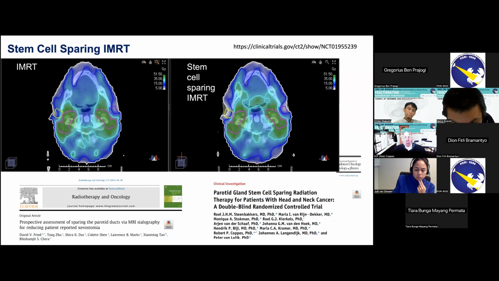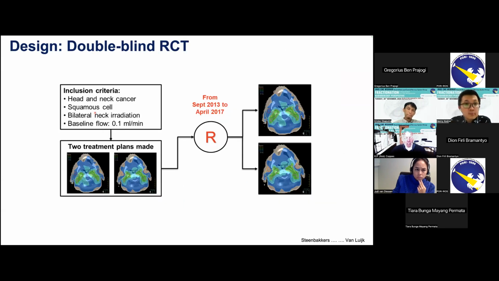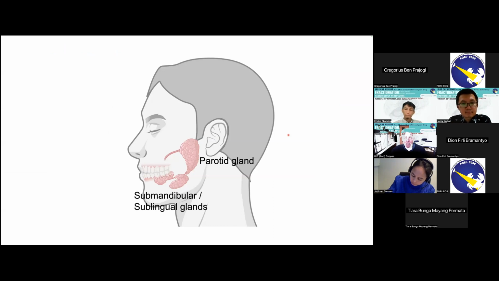To go a little bit more into detail, this is the clinical trial that we did. Every patient gets 2 plans. They are randomized into one or the other plan, and then we followed them up. What you can see is a specific response for the parotid gland, because we try to spare the parotid gland only and not the submandibular and sublingual glands. The parotid gland is responsible for daytime xerostomia, because it produces most of the saliva during the day, and the submandibular and sublingual glands produce most of the saliva during the night.